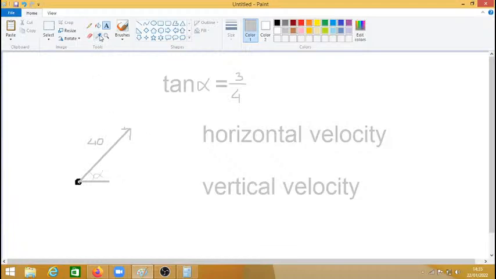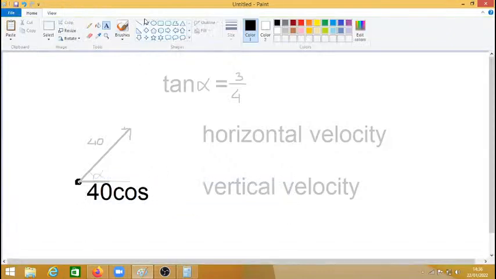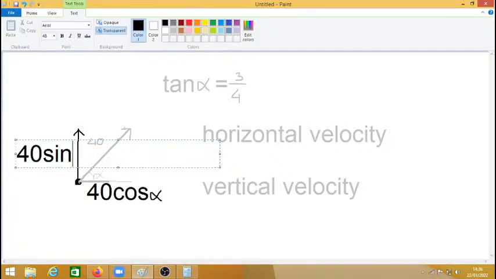So the horizontal velocity is going to be along here. That is right next to the angle, that's adjacent to the angle, so I'm going to use cos for that. That's going to be 40 cos alpha. And then the vertical velocity is going to be up here. That's not next to the angle, so I'm going to use sine for that. That's going to be 40 sine alpha.